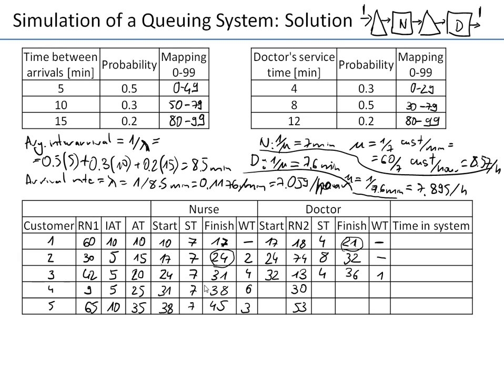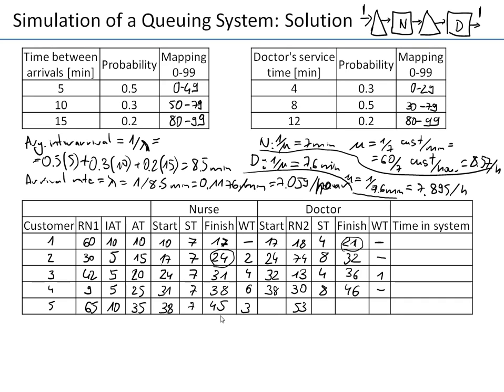And the next patient, minute 38, finishes with the nurse. The doctor is ready already because he finished with the previous patient at minute 36, so the start will be 38, no waiting. Service time from 30, it falls in this range, so it's 8 minutes. And 38 plus 8 is 46. So the end of the service is 46.